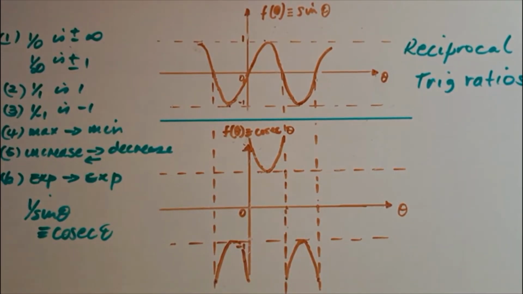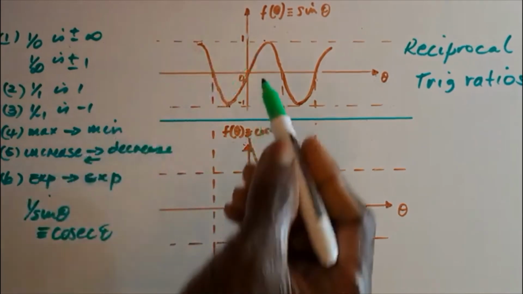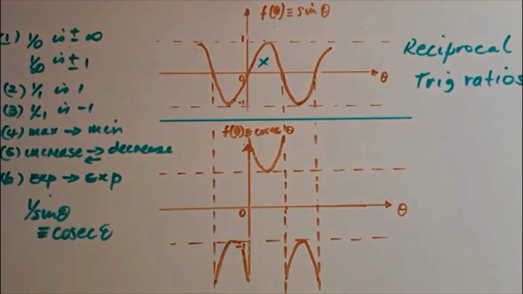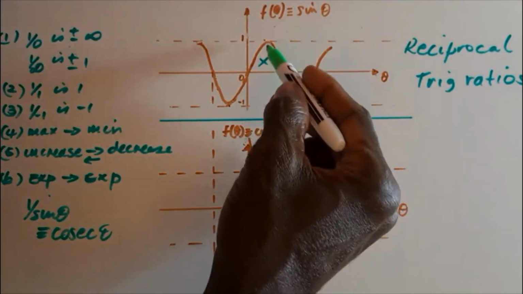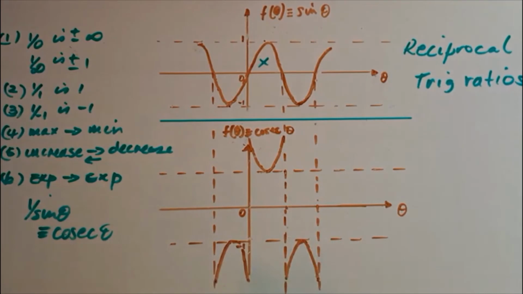Now, if we note one of the properties is that a maximum becomes a minimum, and that's what we see here with this segment. So if we look at this segment of the sine wave, the maximum now becomes a minimum in the cosec graph.